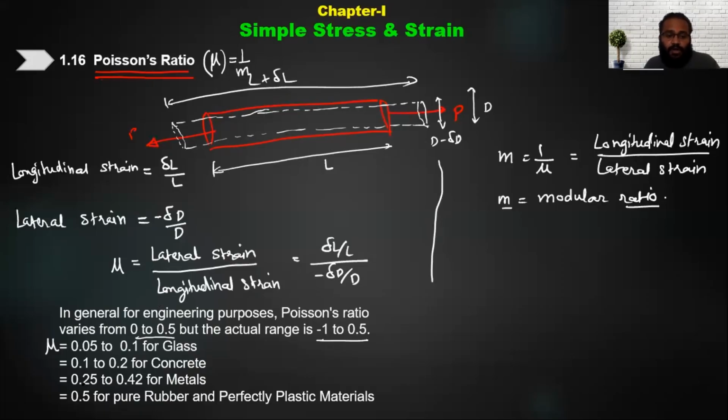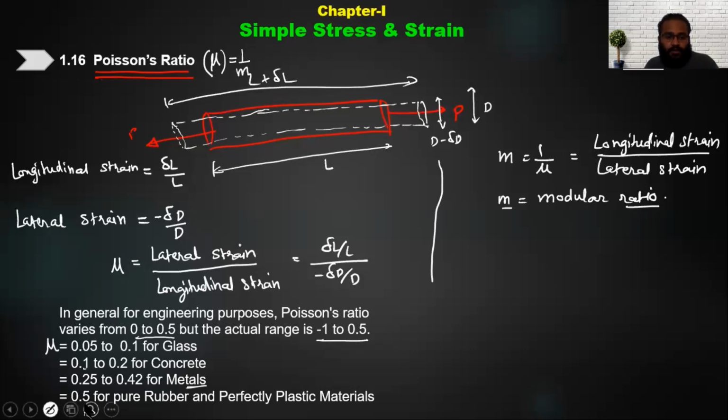But you have 0.1 to 0.2 for concrete materials, the reinforced concrete materials which we use, then 0.25 to 0.42 for most of the engineering materials, starting from all the good conductors, bad conductors, whichever materials we mostly use, all of them lie in this particular range. Steel, which we most commonly use, has 0.3 as the Poisson's ratio, and 1 by 3 as the modular ratio, and 0.33 as the Poisson's ratio.